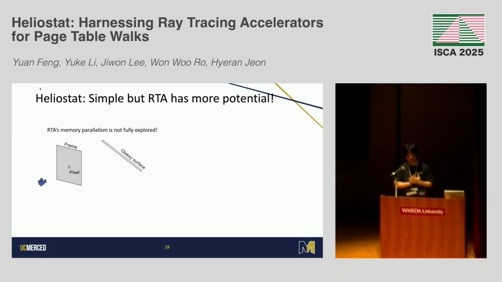Now we discuss the idea behind Heliostat and how RTA can be used to serve the virtual memory translation request. However, we have not unleashed the full potential of RTA. Now let's consider a rendering case where I wish to render a frame in a given scene. We want to trace if there is a given ray that is able to reach our camera.